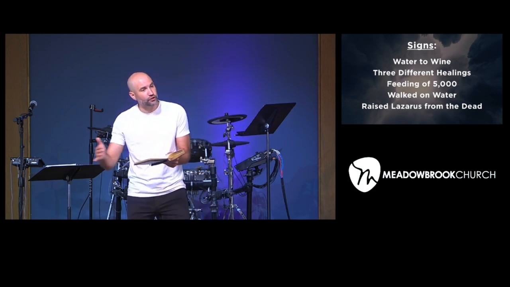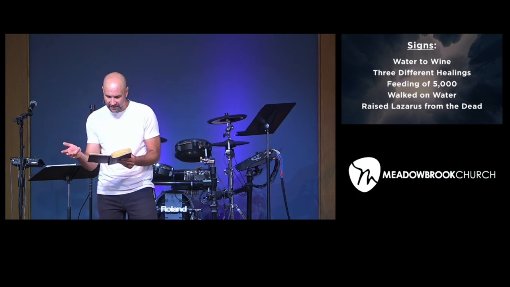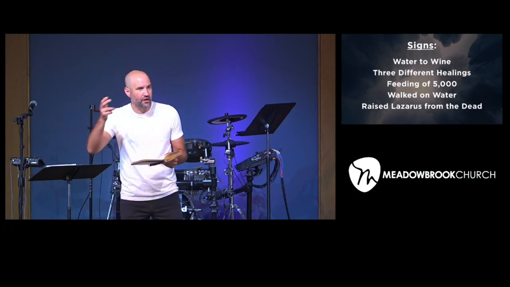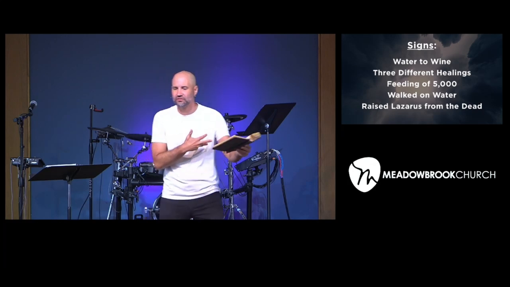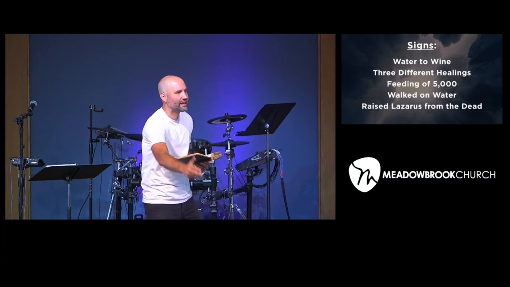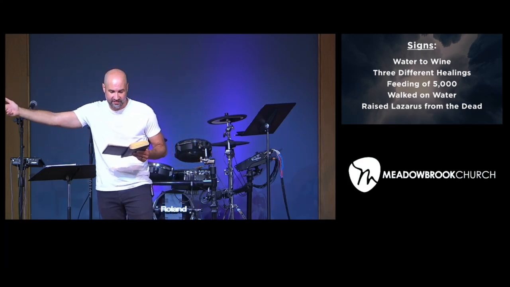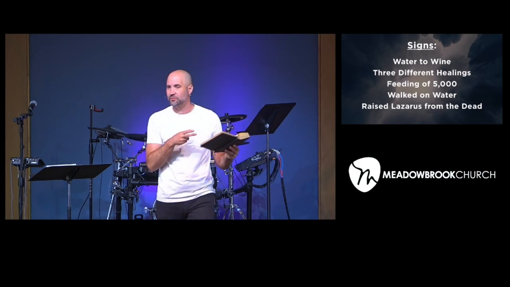See, the focus of the first half of John's gospel is all of the signs that Jesus did. Jesus did seven of them. We already mentioned one of them. Jesus turned water to wine at a wedding festival. There are three points of healing where Jesus heals a young boy. He heals a lame guy laying poolside for almost his entire life. And he heals a guy who's been blind his entire life. And then from there, he feeds 5,000 people with five loaves of bread and two fish.